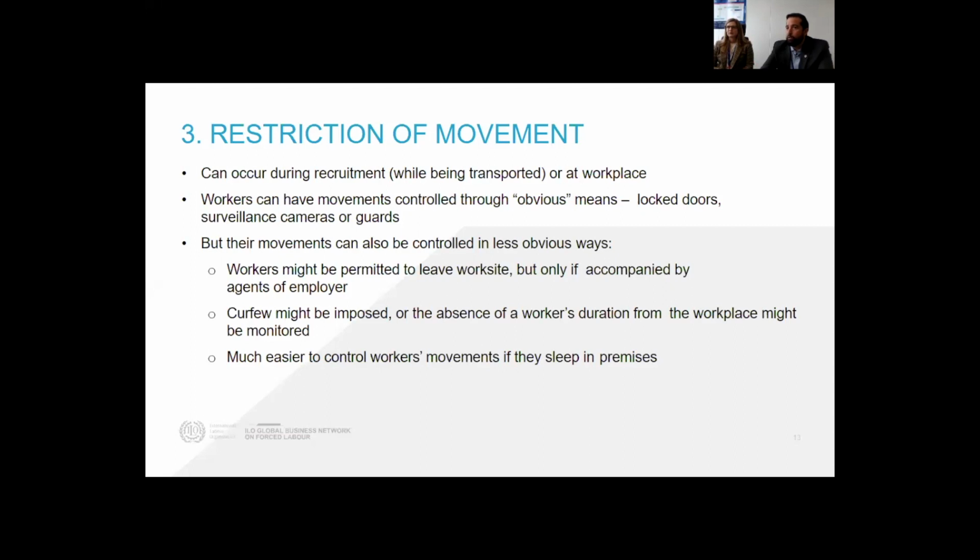So workers might only be permitted to leave the work site if accompanied by an agent of the employer. So this is to control the worker, and curfew might be imposed, or the absence of a worker's duration from the workplace might be always monitored. And it's always much easier to control the workers' movement if they sleep in the premises. So we should also look into why are the workers sleeping at the same place they're working.